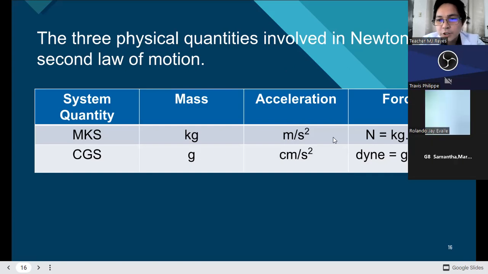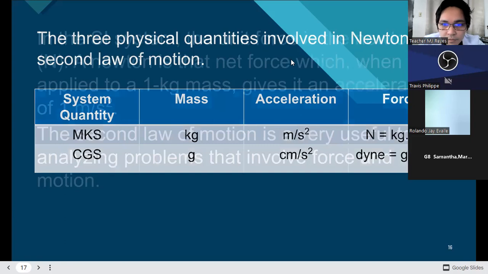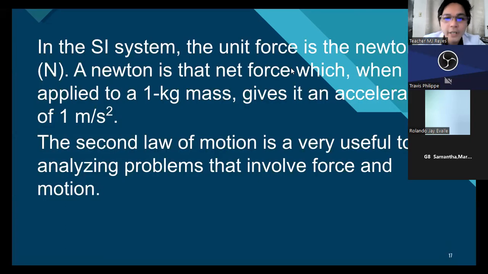So for force, 1 Newton is equal to 1 kilogram meter per second squared, and 1 dyne is equal to 1 gram centimeter per second squared. Again, 1 Newton is equal to 1 kilogram meter per second squared, and 1 dyne is equal to 1 gram centimeter per second squared. Correct.